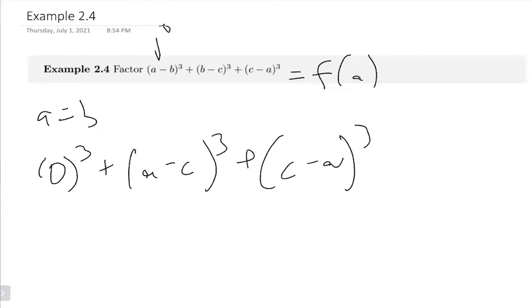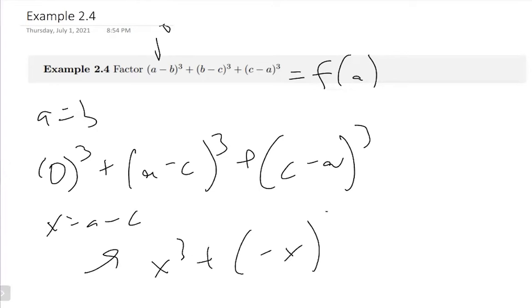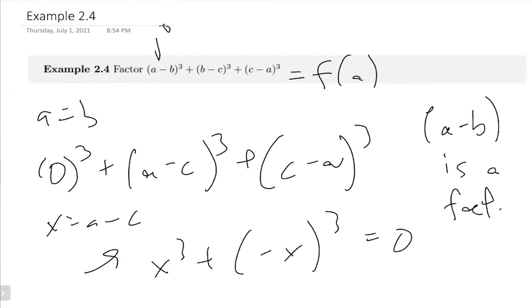And this is actually just equal to 0, because A minus C is the negative of C minus A. So if we let X equal A minus C, then this is X cubed plus negative X cubed, which is equal to 0. So therefore, we know that A minus B is a factor. This is just deriving from the factor theorem. And then by symmetry, we also know that B minus C and C minus A must also be factors.